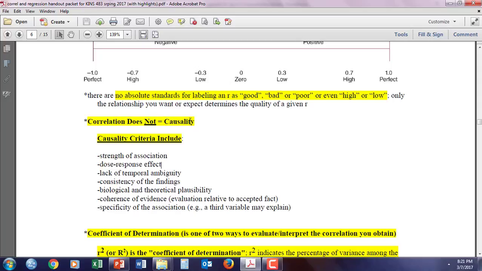Correlation does not equal causality, although it is part, if you look on my slide here, it is part of making the case that something causes something.